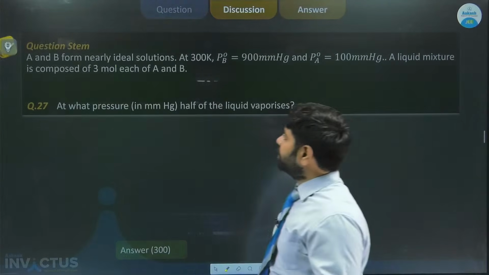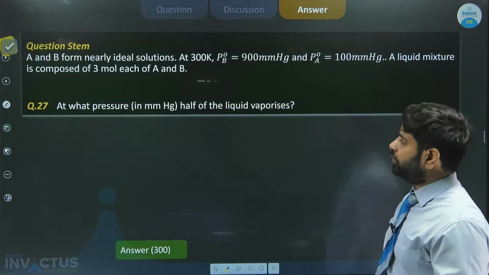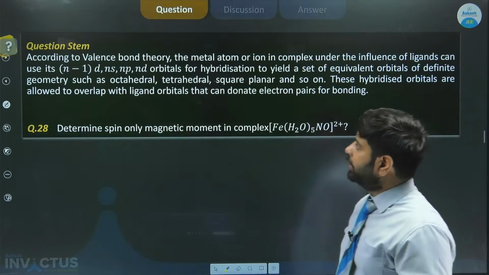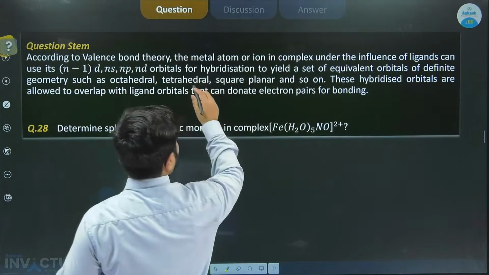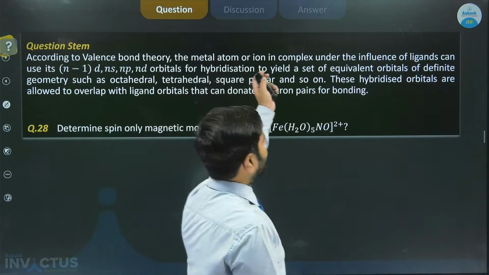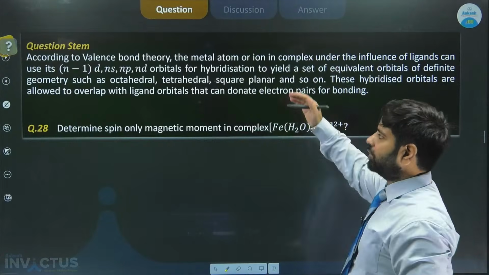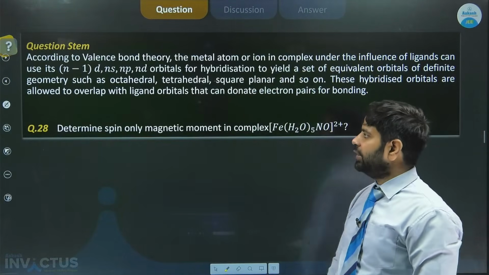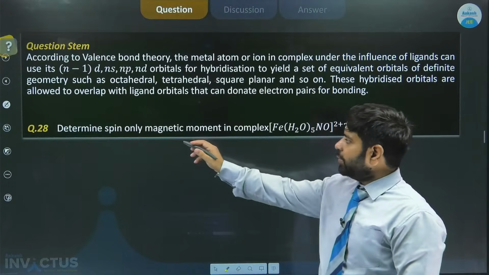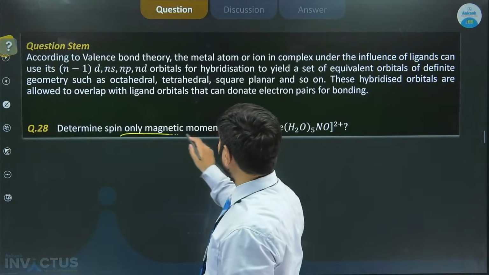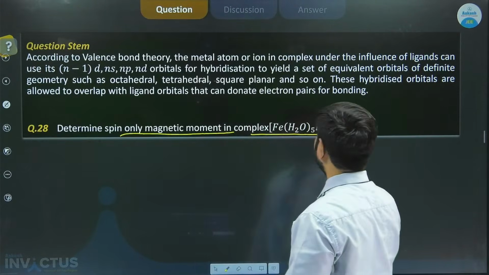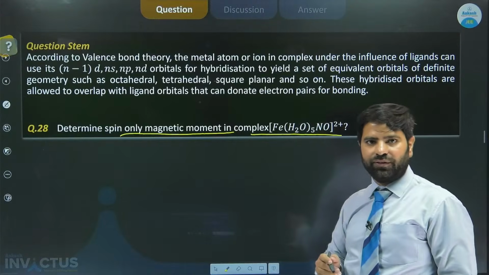Now let's move on to the next question. Answer given to this question is 300. According to valence bond theory, the metal ion complex under the influence of ligand, it is telling about the valence bond theory. Determine the spin only magnetic moment in the complex FeH2O5 NO2 positive.